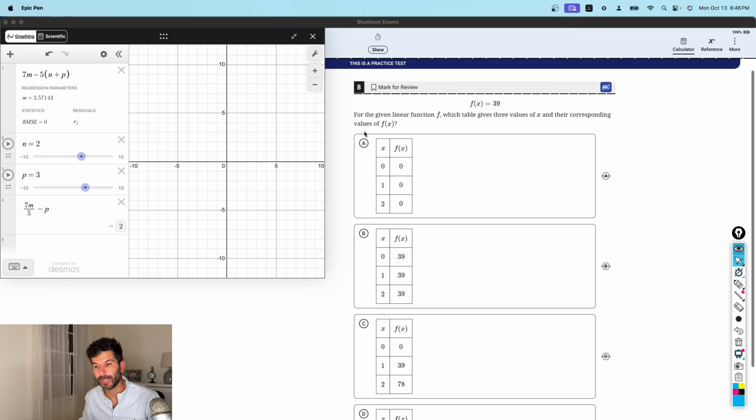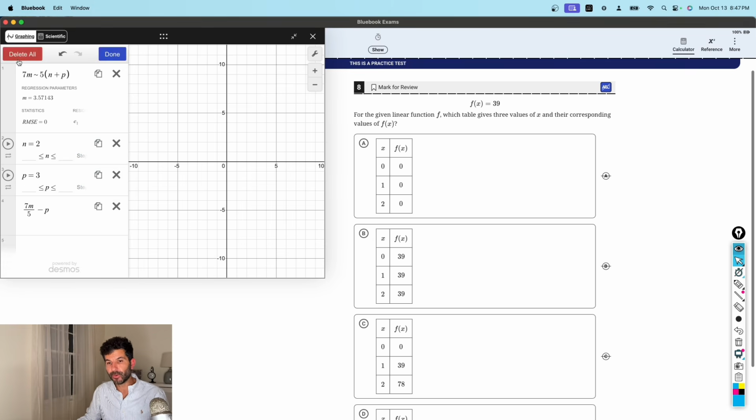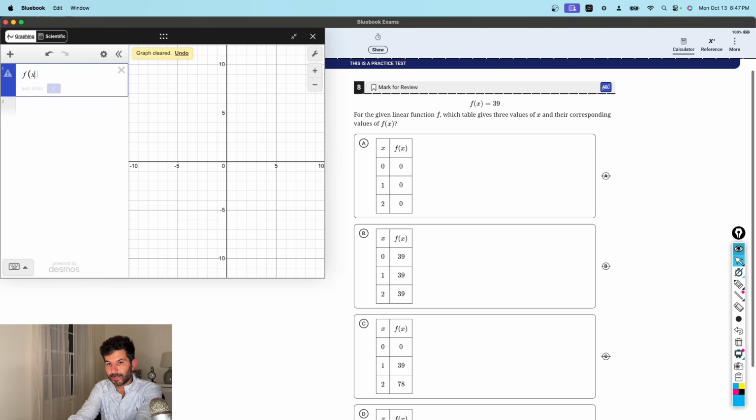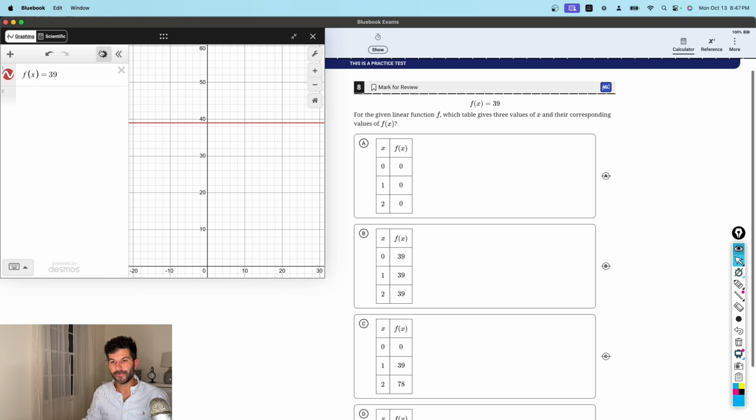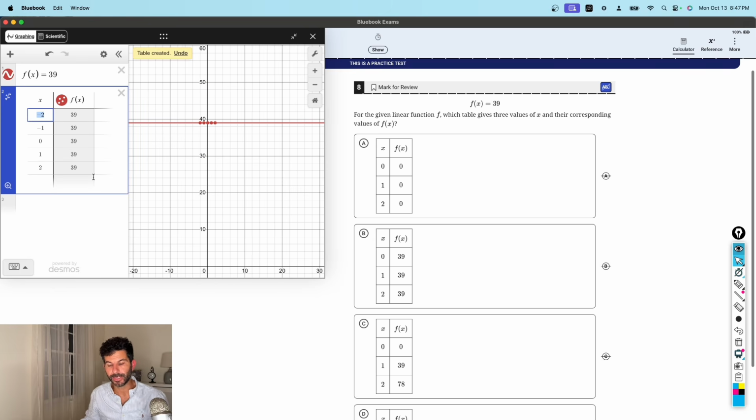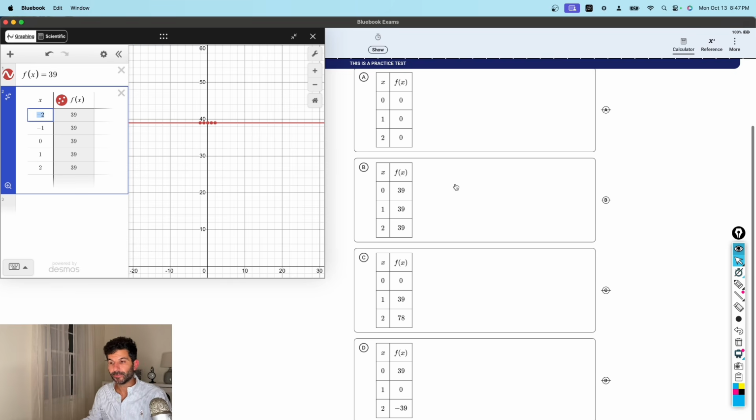Question number 8. For the linear function f, keyword is linear. Which table gives 3 values of x and their corresponding values of f of x? So, this is linear, but it's actually more specifically called a constant function. If I were to graph f of x equals 39, guys, this is a straight horizontal line going across 39 on the y-axis, okay? So if I go to my cogwheel and hit table, you can see that every single x value is 39. It is a constant function again. I have that in B. So I'm going to go with B being my answer, and that's it.